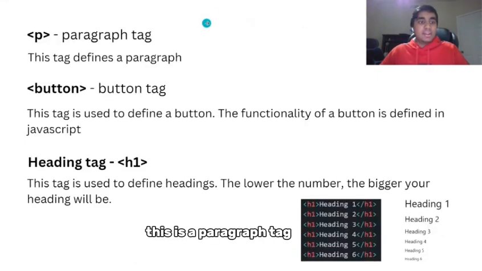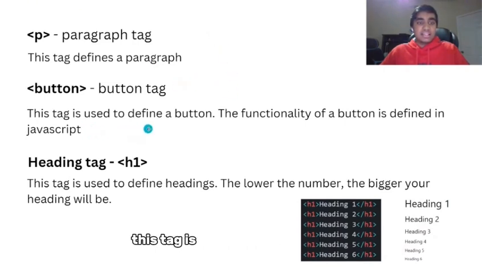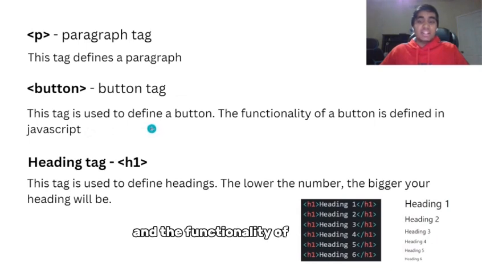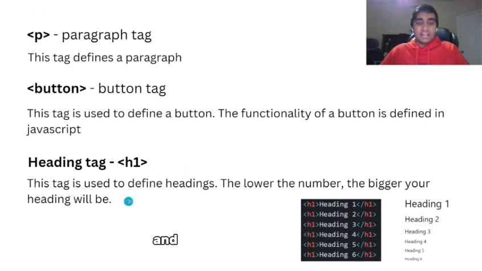This is a paragraph tag, which defines a paragraph. This is the button tag. This tag is used to define a button, and the functionality of a button is defined in JavaScript. Now let's get into the heading tags. These are a set of tags that define a heading, and the lower the number, the bigger the heading will be. Here you can see two images. This is the HTML code, and this is the output of that in the browser.